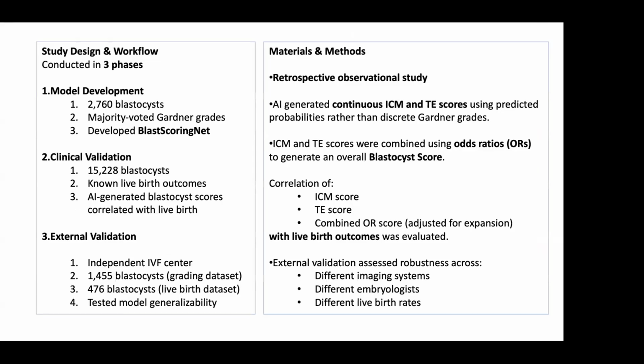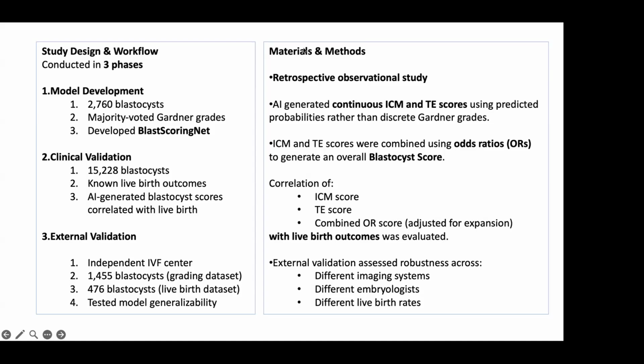So what was the study? They conducted the study in 3 phases. First, they developed the model, named BlastScoringNet, with 2,760 blastocysts, graded with the Gardner's grading system. Then they clinically validated it with the live birth rate, looking at the correlation of AI-generated blastocyst scoring with live birth rate. Then they did an external validation with independent IVF centers and a 476 blastocyst live birth database, and tested the model there also.